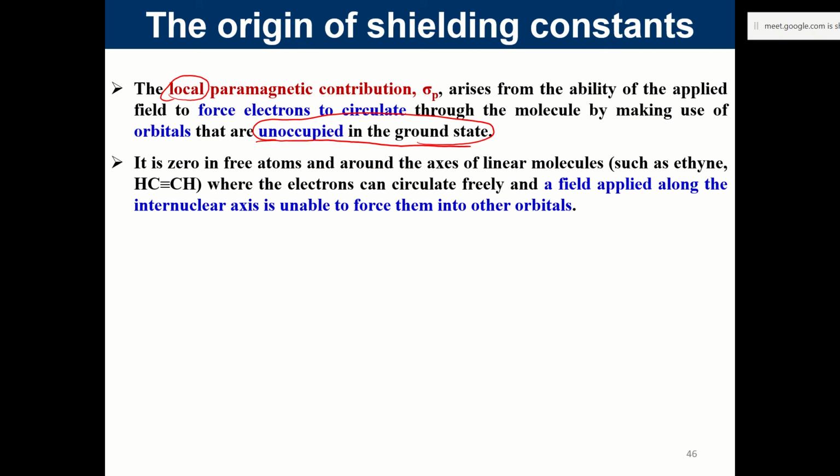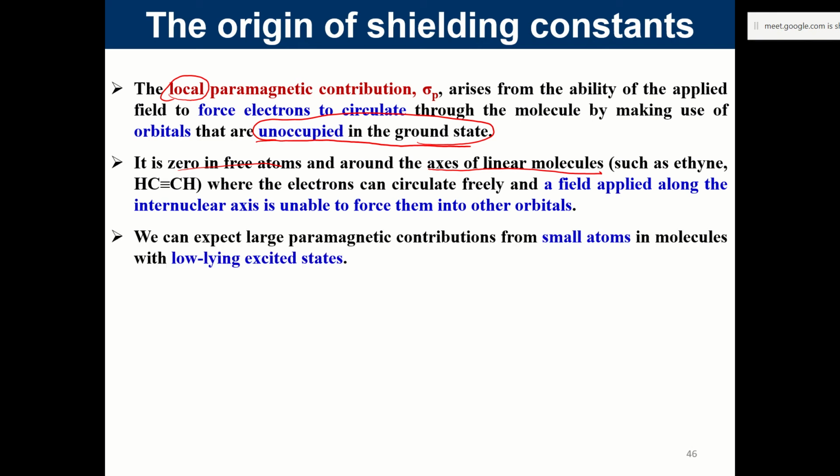The local paramagnetic contribution is 0 in free atoms and also 0 around linear molecules such as ethyne, because the electrons are free to circulate, and a field applied along the internuclear axis is not able to force them into the other orbitals. So this shows the importance of the low lying states. The paramagnetic contribution is related to low lying states, so the HOMO-LUMO gap has to be small.